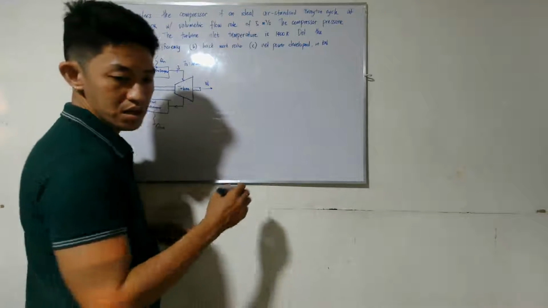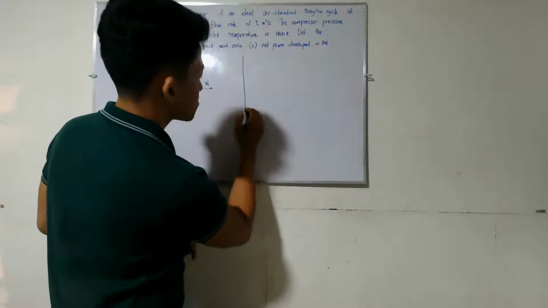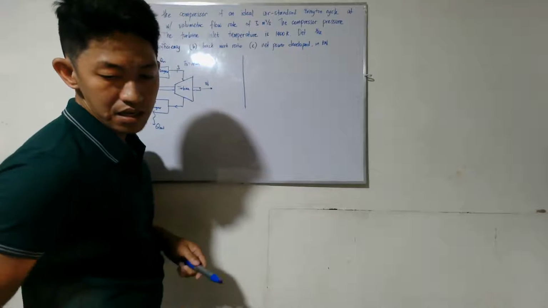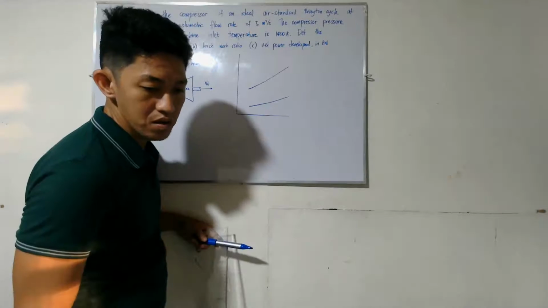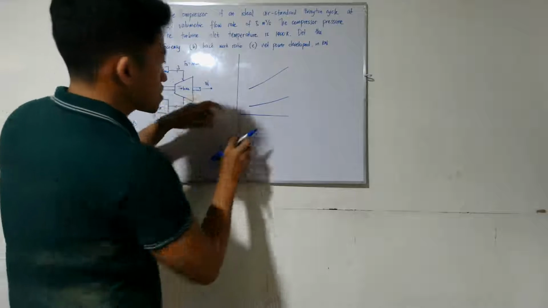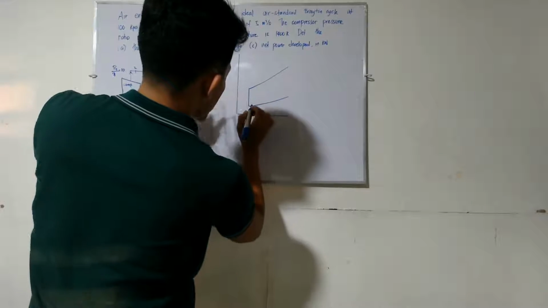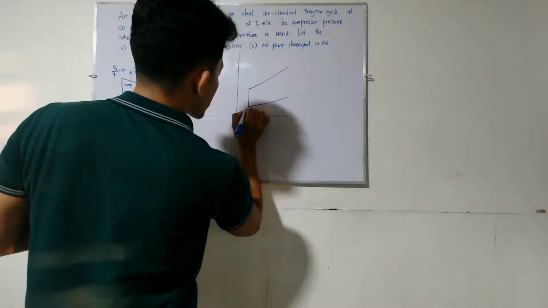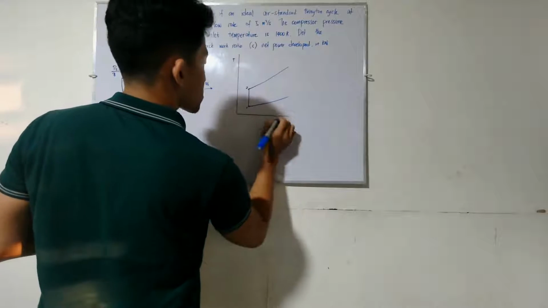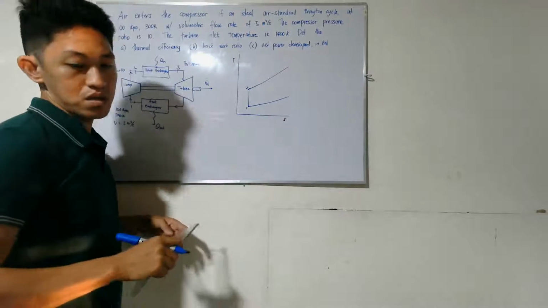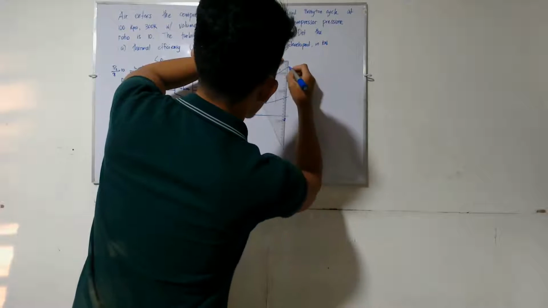Okay, so the next step we will do is to plot this one in a TS diagram. Okay, so let's draw the TS diagram. So this is the isentropic compression, point 1, state 2 is, okay.